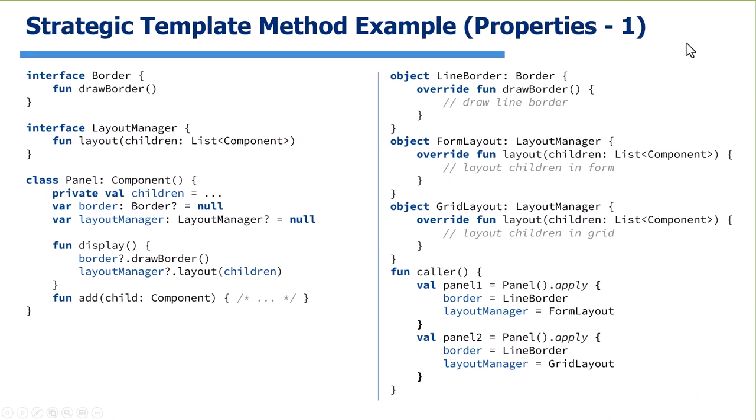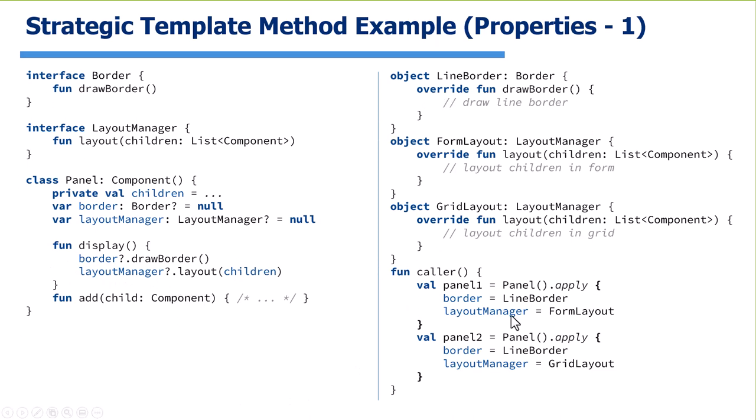So with a strategy, it makes things even a little bit simpler. We can define an interface for border and an interface for layout manager. And these are things that would define how do we draw a border? How do we lay out children? And then the panel just becomes something like this. And this is actually a lot closer to what Swing does, where we're defining a border that you can set, which might be null. And we can define a layout manager you can set, which again might be null. And then to display it, we're just going to conditionally call those based on if they're true or not. So pretty simple guy there.